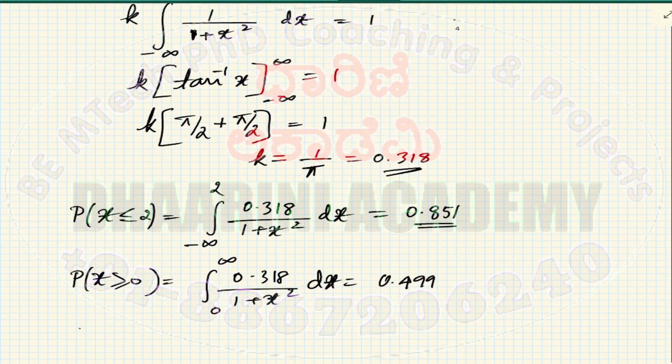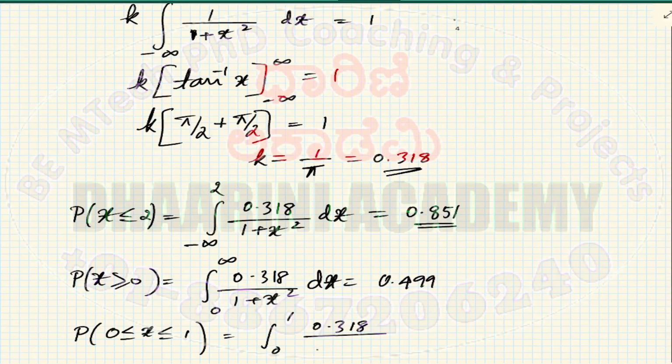So the probability that 0 less than or equal to x less than or equal to 1 is the integral 0 to 1 of 0.318 by 1 plus x squared dx. So this value comes to be 0.249, right? I think that's the right answer.